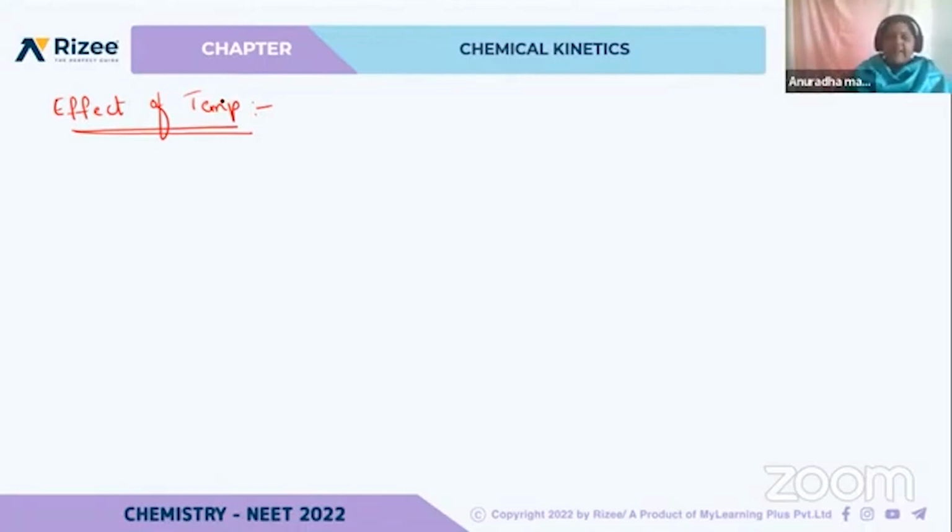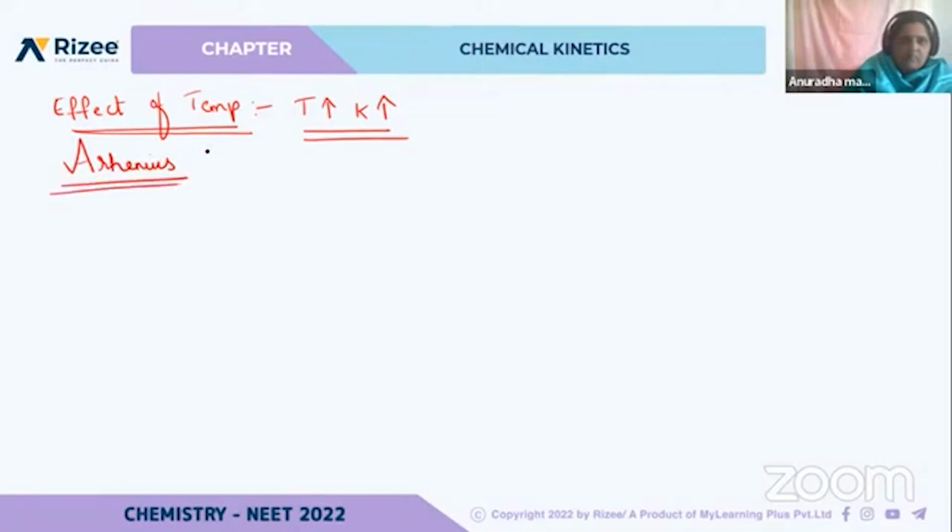Finally, he concluded that if we increase the temperature, K, the rate constant, is also going to increase. So finally, the rate of the reaction is going to increase if we increase the temperature. So what is the Arrhenius equation? He derived a relation between K and T.